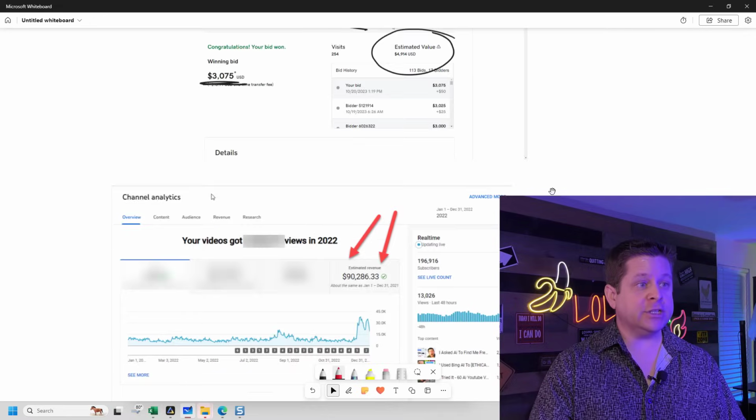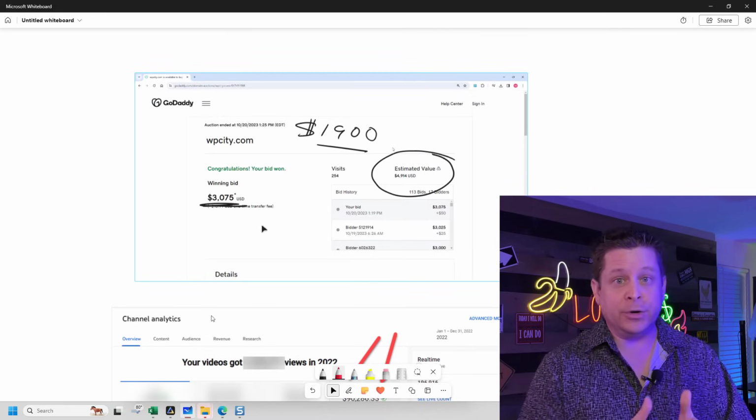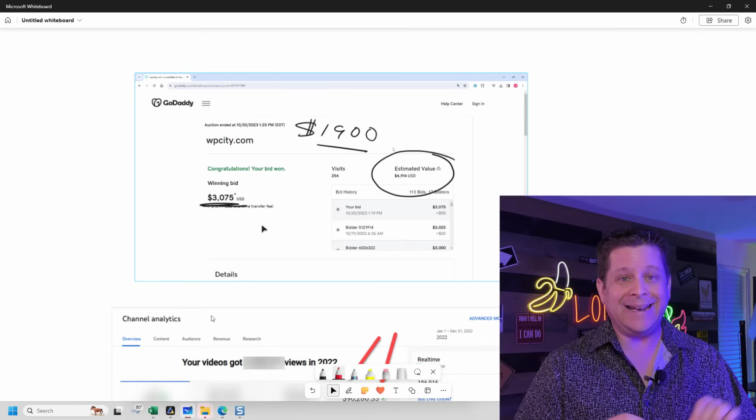And it doesn't just stop at videos. We can do this with websites as well. Much like the example up here where I purchased this website for $3,000. Again, remember, you can do this for free. You do not need to purchase a domain name. A good domain name with backlinks is just going to speed up the process.